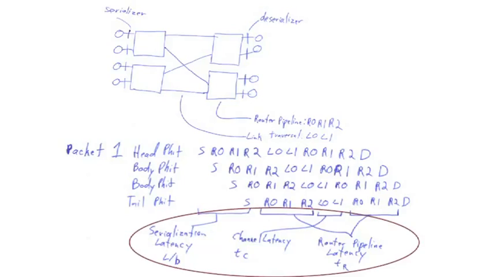We have 4 cycles here at the beginning, which is just our serialization latency, or the length of the packet divided by the bandwidth of the channel. If you were to increase the bandwidth here, the serialization latency would go down. Then we have time in the router, which is our router pipeline latency. So it's 3 cycles here, and another 3 cycles in the second router. And if we have more hops, this will go up. And then 2 cycles here for the channel latency, which we'll call TC. So we can see that the summation of all of these different latencies is our latency.